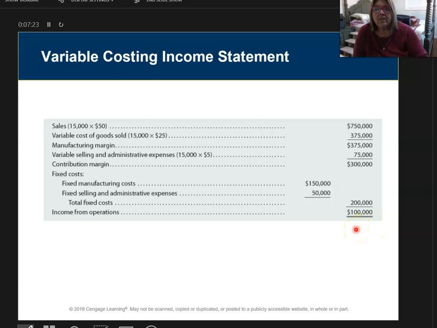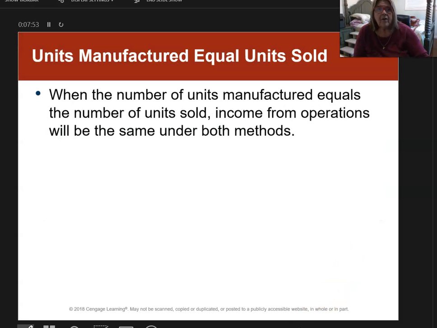We're going to talk about that in a minute. So here's my sales minus only my variable cost of goods sold equals my manufacturer margin. Then I'm going to subtract my variable operating expenses, and there's my contribution margin. Down here are only my fixed costs added together, and subtract that, and I still get the same answer. So here's what you need to know. This is on the next slide.